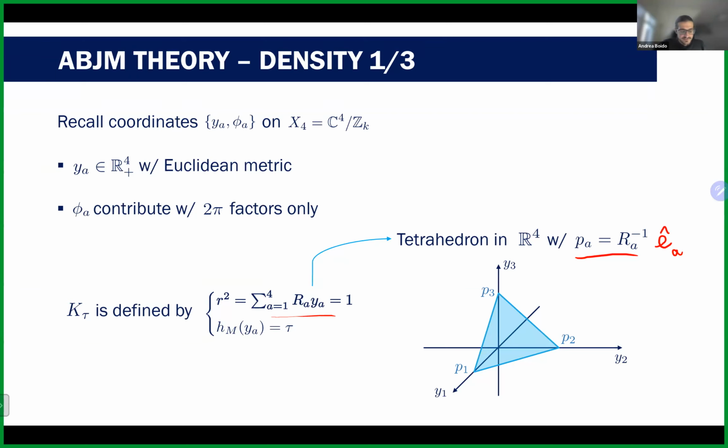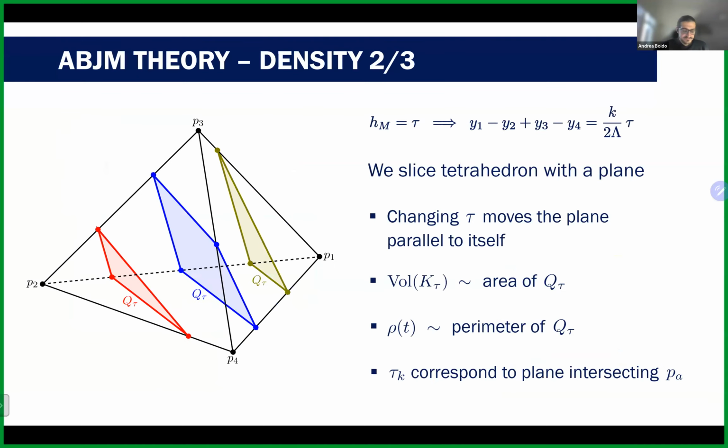Let's study now the second equation, the one with the moment map. We have our tetrahedron here on the left. The equation that you end up with is here at the top, and this describes another hyperplane in the space, and this plane will slice the tetrahedron. In particular, when you change the parameter tau, this will move the plane parallel to itself. Here I have a picture of this. In this picture, tau is going in this direction, more or less. So when you increase tau, you move from left to right, essentially.